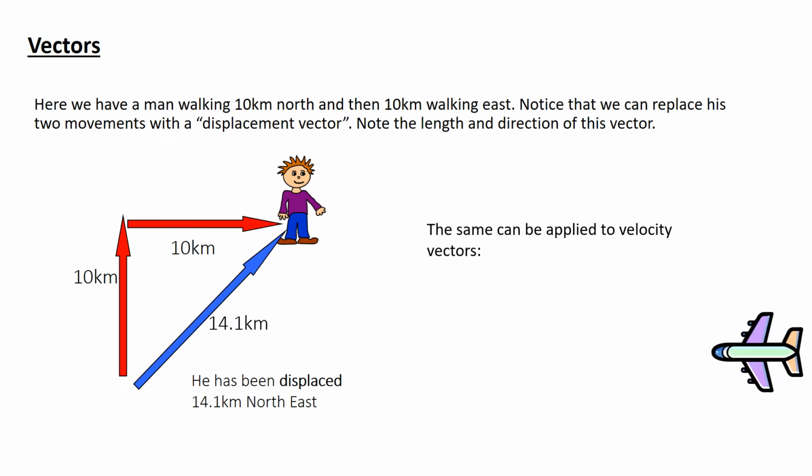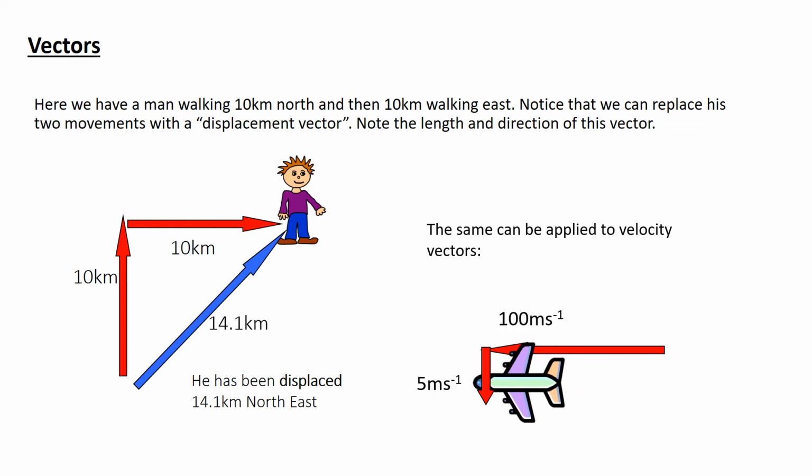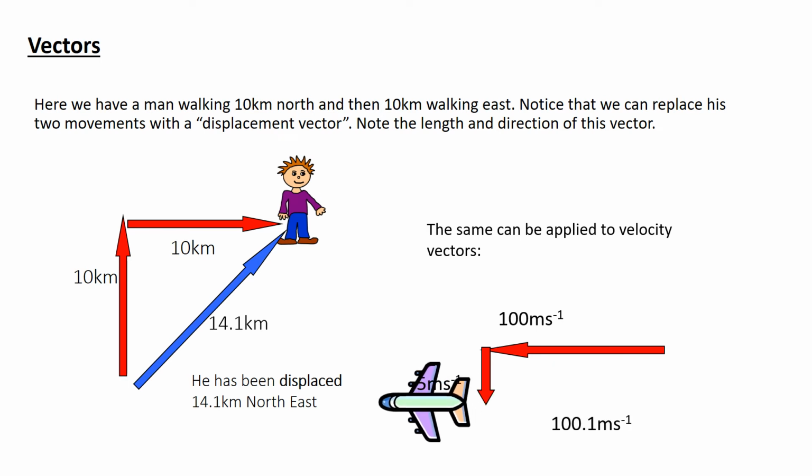The same can be applied to velocity vectors. If the plane is travelling at 100 metres per second in a westerly direction, then a 5 metre per second southerly direction, we then see that the plane travels 100.1 metres per second in a southwesterly direction.